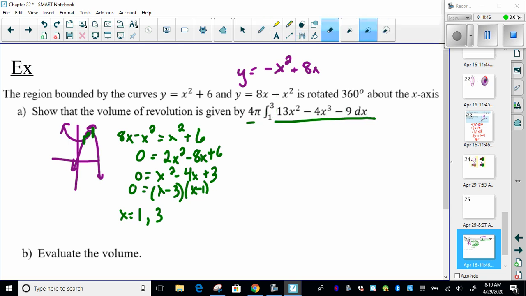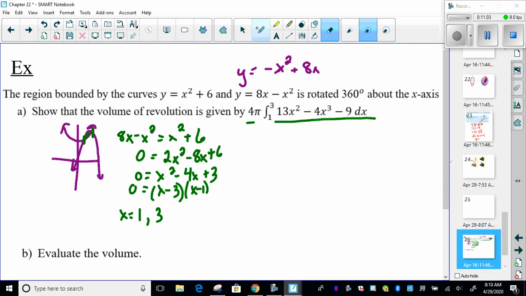Okay, so now I need to keep going with this, and I need to set up my formula. The other part that you have to figure out is which function is higher than the other one. And sometimes you might not know. Maybe the shapes are kind of goofy, and you're still trying to figure it out.